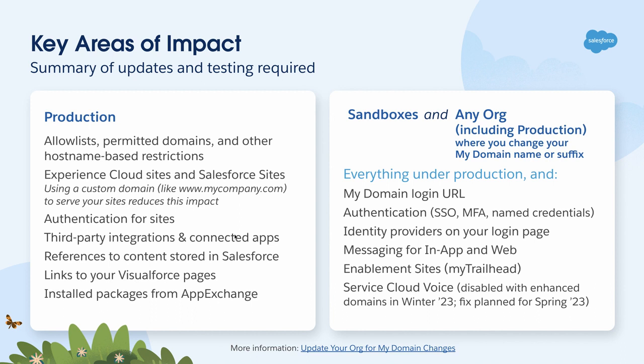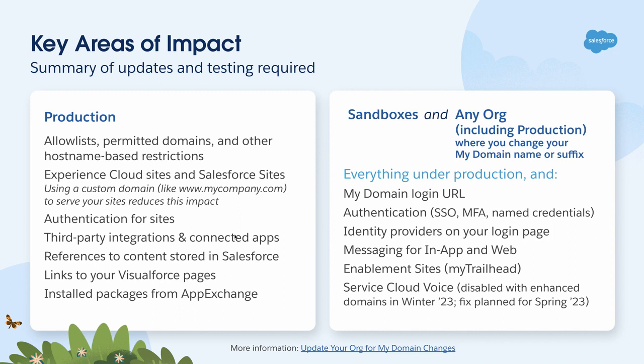Now lastly, if you're a Service Cloud Voice customer, you may have already gotten a notice about this, but the initial configuration with your telephony provider uses My Domain login URLs that change with enhanced domains if you deploy it in a sandbox or change your My Domain name or suffix. In Winter 23, there isn't a way to update that configuration cleanly. We have a fix for this planned in Spring 23.